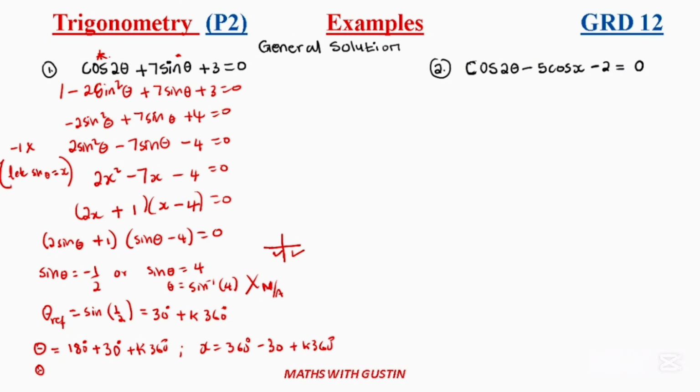Therefore here theta will be equal to 210 plus k 360, and the other one here will be 330 plus k 360. Right, and that's how you would deal with a question like this one that is asking you for a general solution.